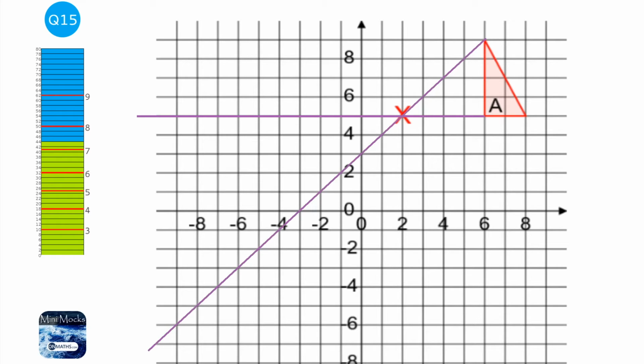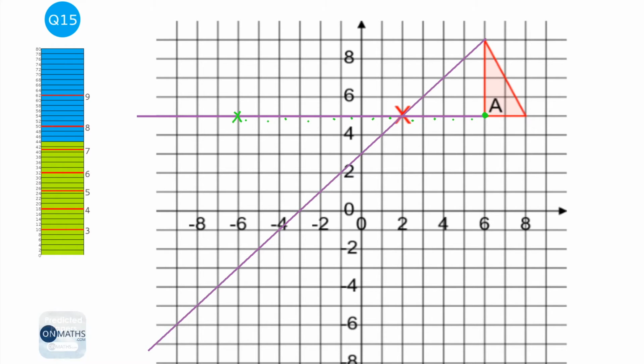Okay, now the next thing to do is count how many squares we went away. So I'm going to start with the bottom left point. So we've got 1, 2, 3, 4 to get to the centre of enlargement. So if it's -2, we're going to go another 4 twice. So 1, 2, 3, 4, 1, 2, 3, 4. So we end up here.